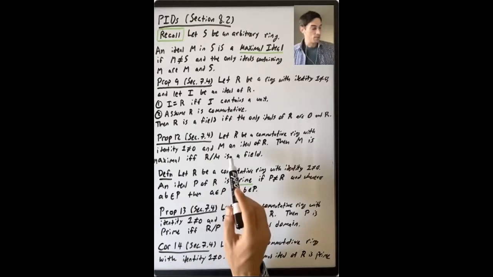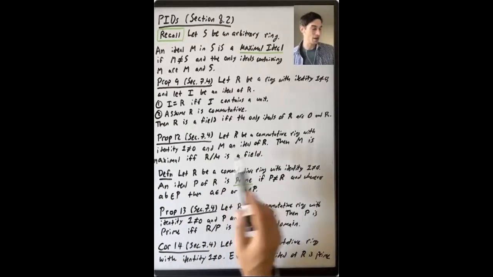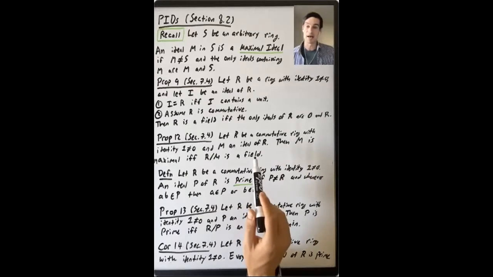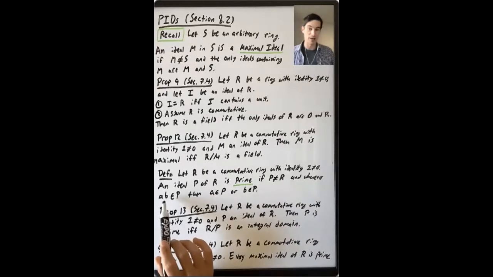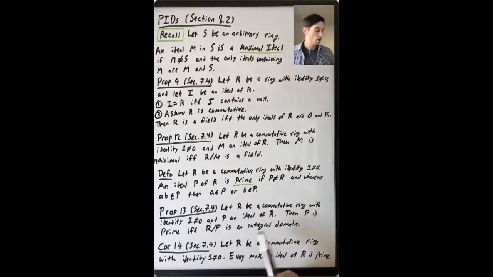Okay, so we proved the analog of this result, where you can see whether an ideal is maximal by taking a quotient, for prime ideals. So let's say R is a commutative ring with identity 1 not equal to 0, and P is an ideal of R. Then P is prime if and only if R mod P is an integral domain. And the way that we proved this was just to translate the condition of what it means to be prime over into this quotient ring and see what that means.